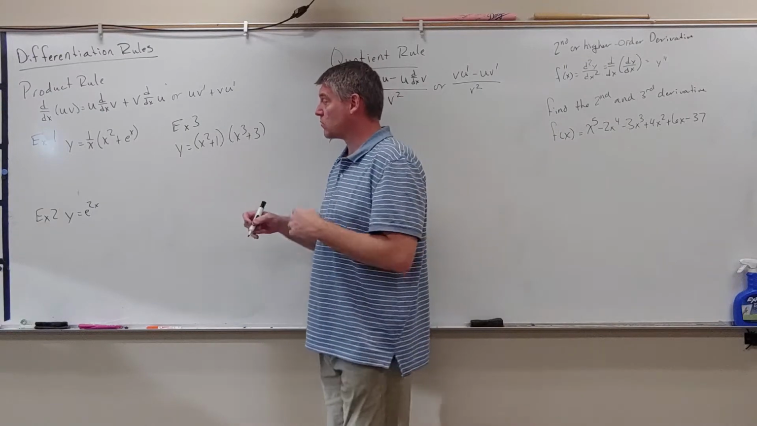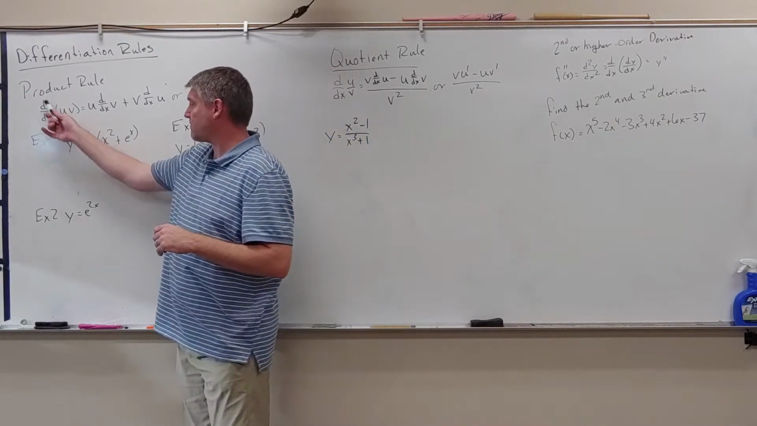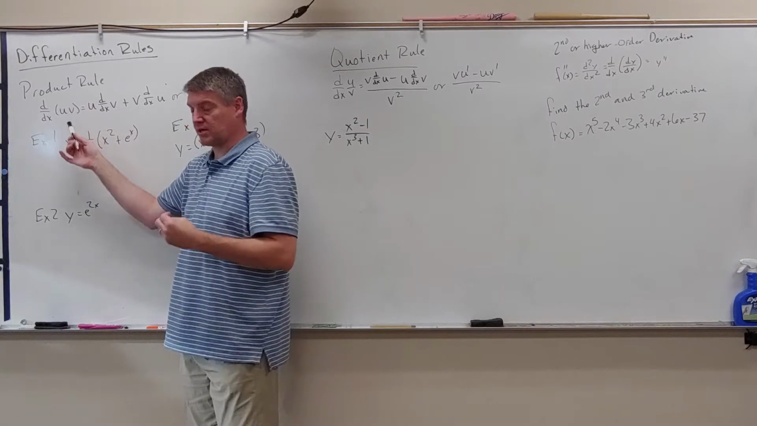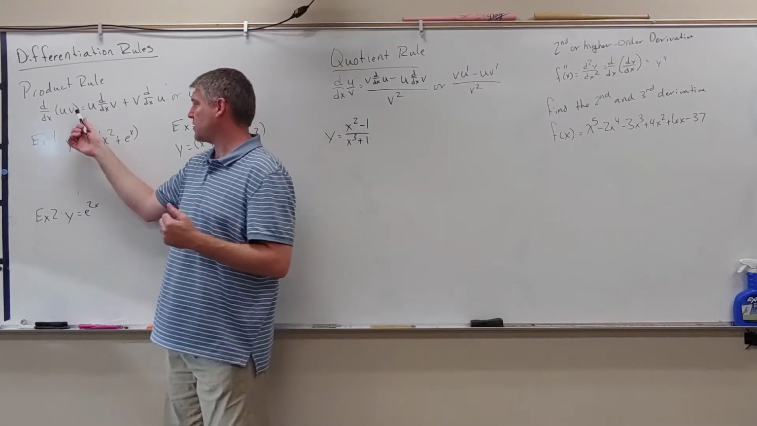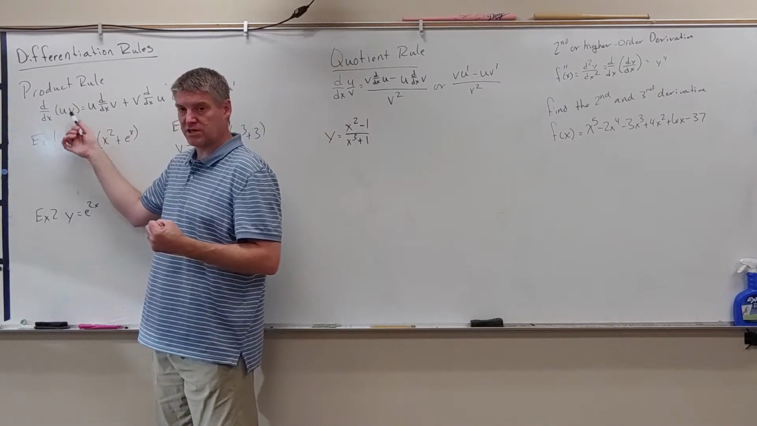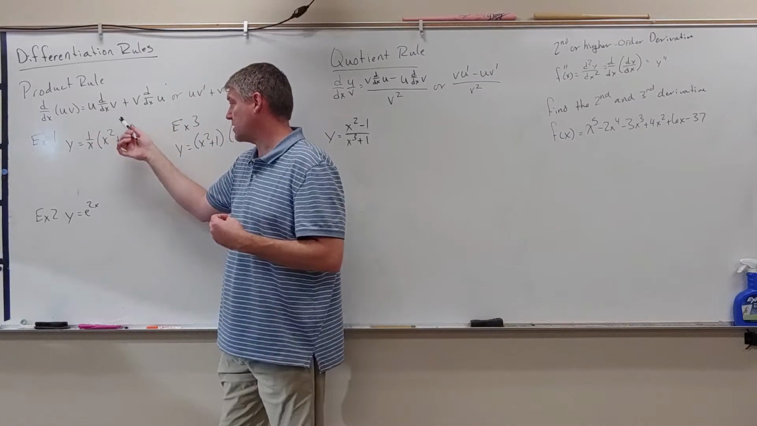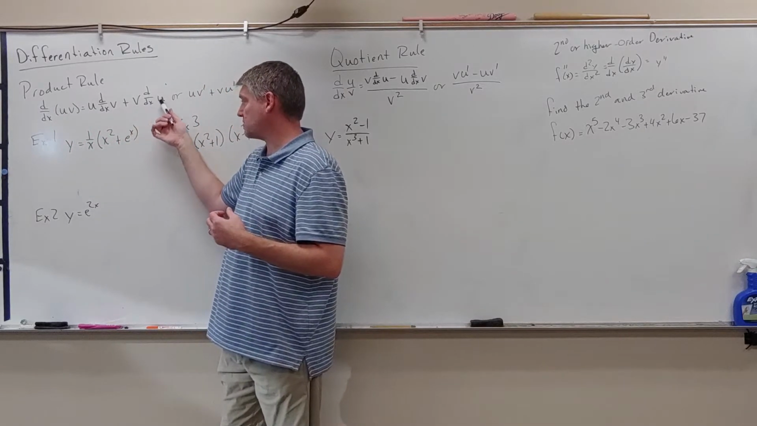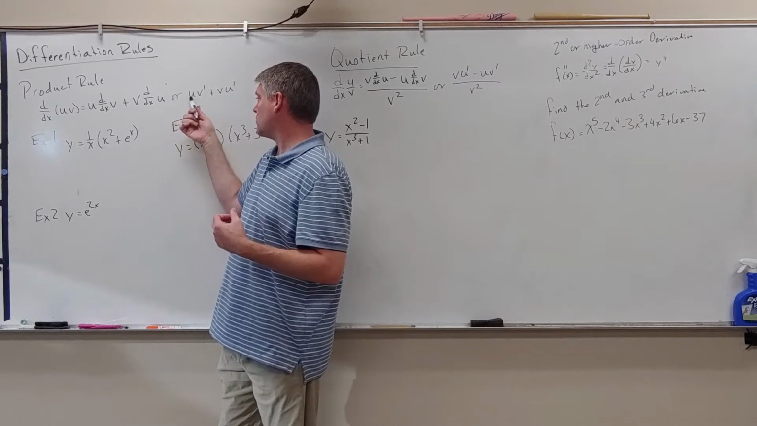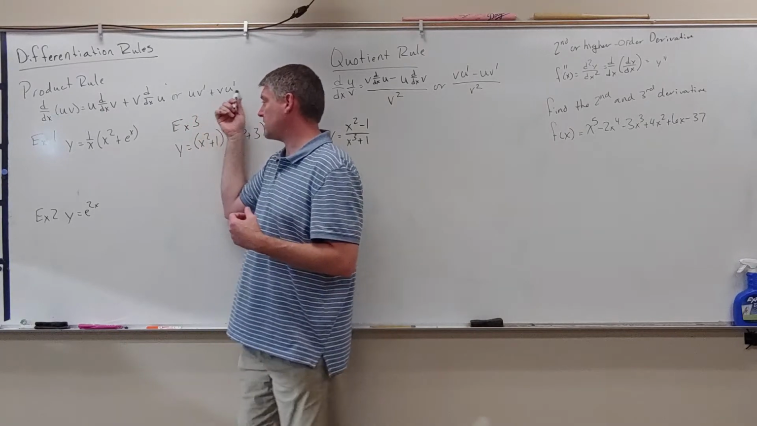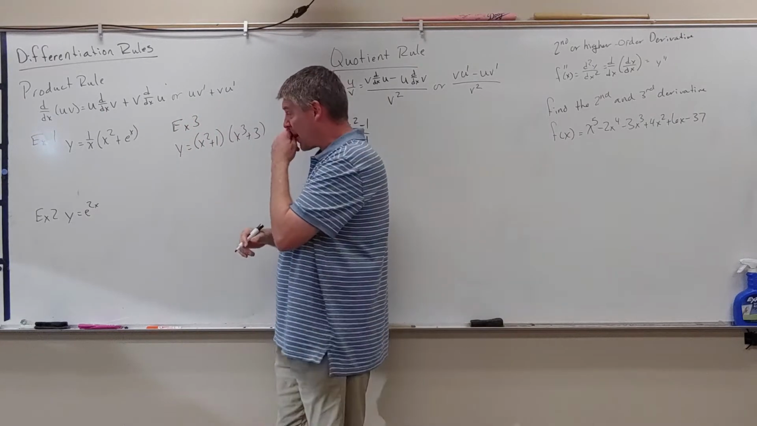Okay, so the product rule is if I have the product of two items here, what I'm going to do is I'm going to take the first function times the derivative of the second function, plus the second function times the derivative of the first. So u times v prime plus v times u prime, okay?